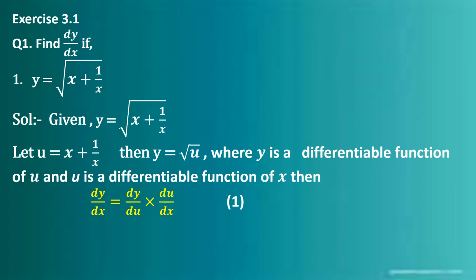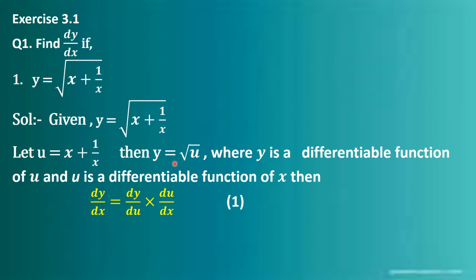Now we will start solving exercise 3.1. Question number 1. Find dy by dx if y is, first one, y is equal to root of x plus 1 by x. So the given function we will write. Then in place of root x we have x plus 1 by x. So we will consider the inner part as u.